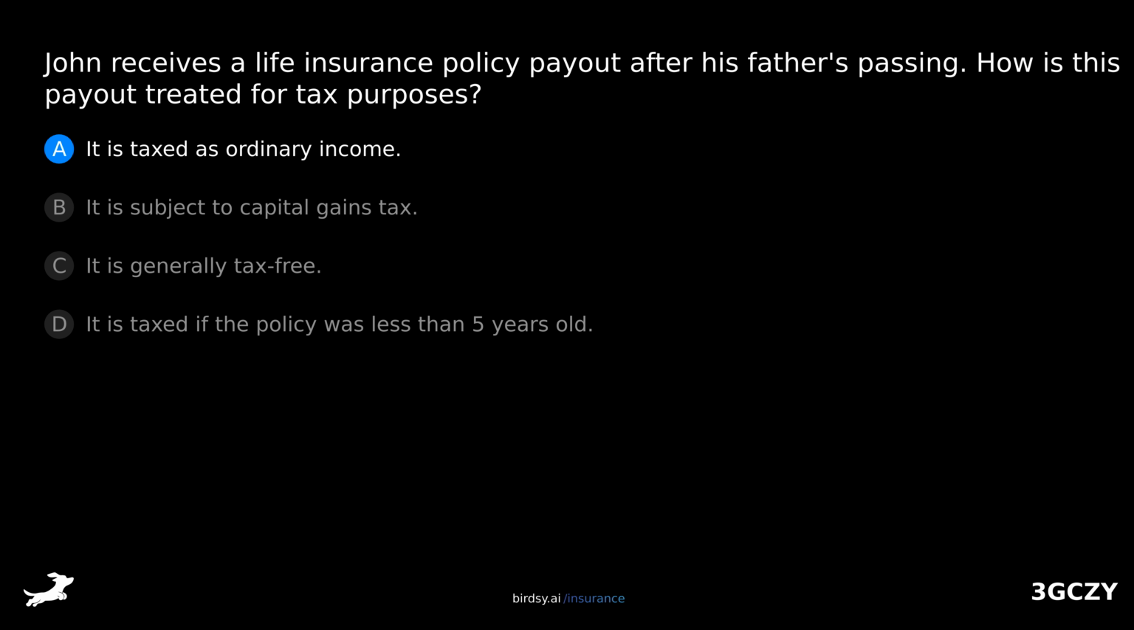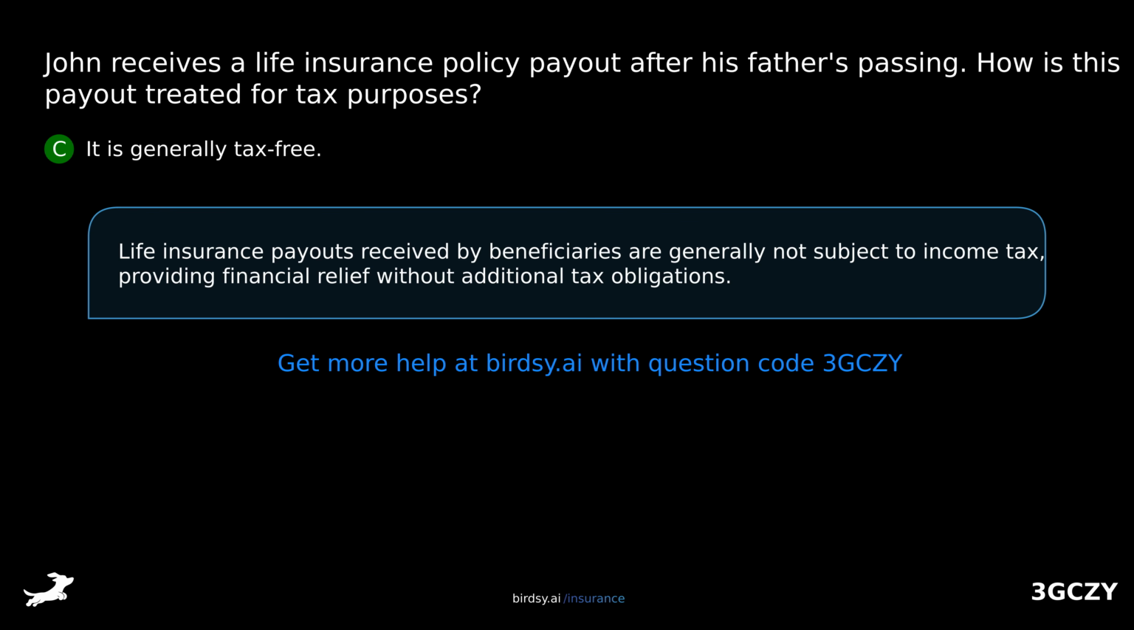Is it A. It is taxed as ordinary income? B. It is subject to capital gains tax? C. It is generally tax-free? Or D. It is taxed if the policy was less than 5 years old? The answer is C. It is generally tax-free. Life insurance payouts received by beneficiaries are generally not subject to income tax, providing financial relief without additional tax obligations.